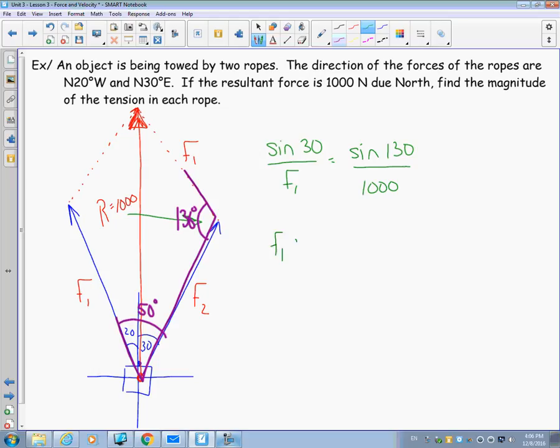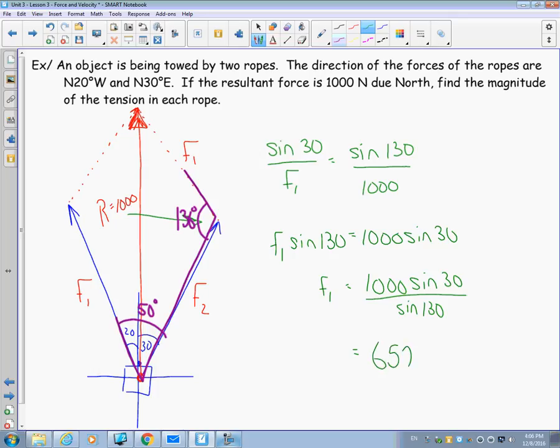So force 1 times the sine of 130 equals 1,000 times the sine of just 30. So force 1 equals 1,000 sine 30 over sine 130. If we put that all into our calculator, we should end up with 652.7 newtons, according to mine. And there's our force 1.